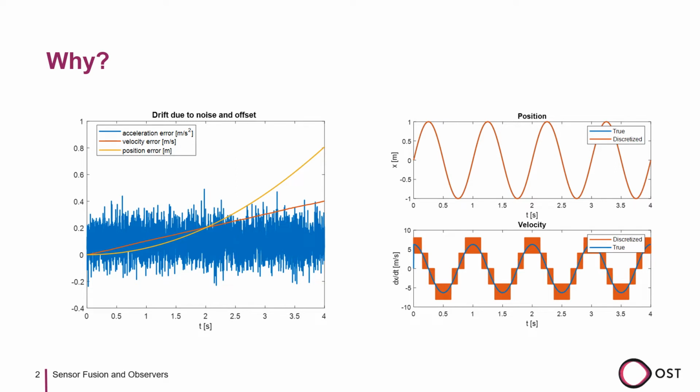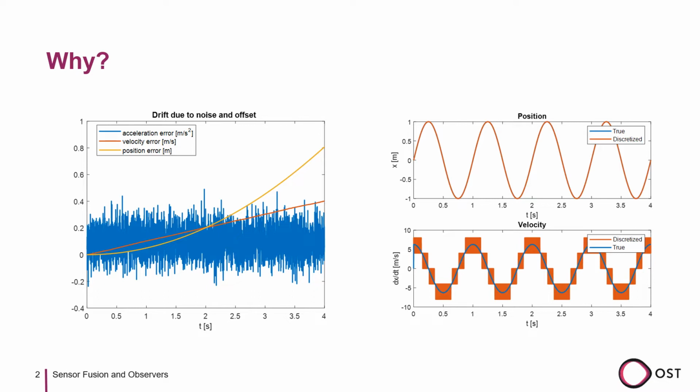Let us first look at some examples that show us why we might want to use an observer. Say we want to get the position from an accelerometer by integrating the acceleration twice. If the measured acceleration matches the reality, then this works fine and we get the position. However, we usually have some noise on the signal or the signal might have an offset.